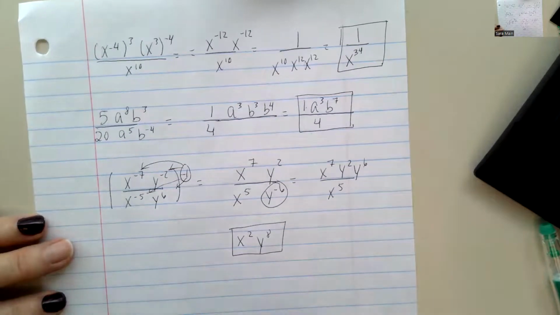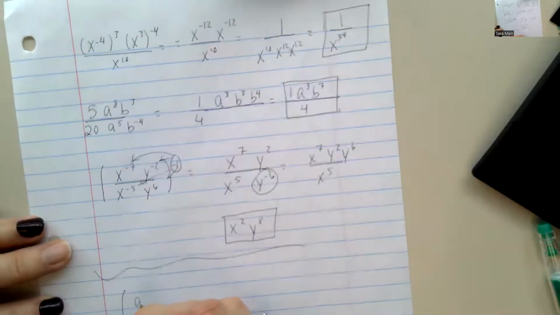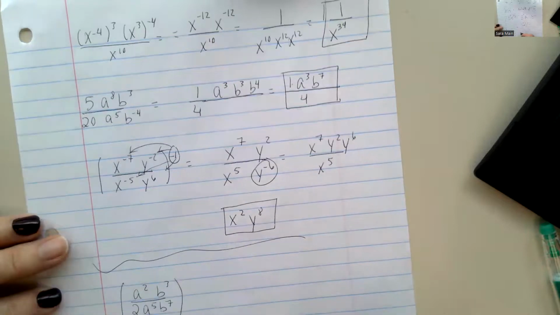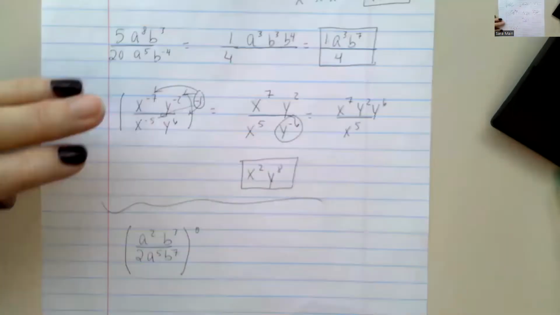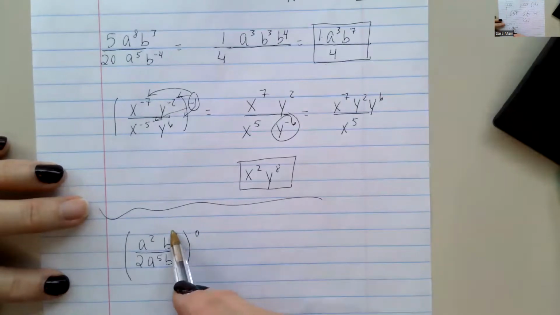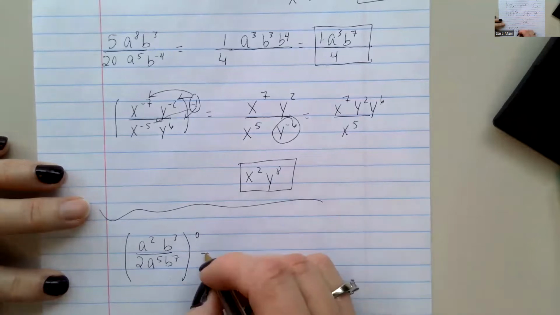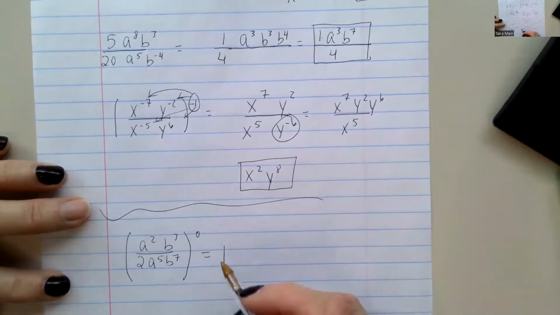And let's not forget that if we have a squared times b to the 3rd over 2a to the 5th b to the 7th, all raised to the 0 power, we don't have to combine anything, because this 0 power means we have 0 of this fraction being multiplied, but there's always an unsaid 1. So that's why anything to the 0 power is 1.